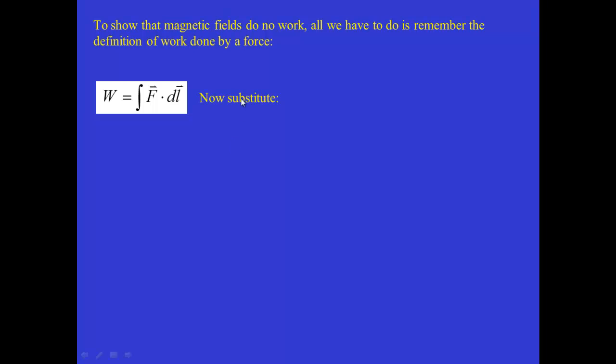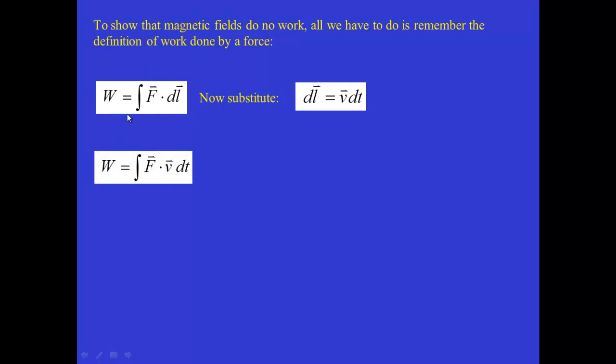Okay, so if we now have a moving object, a moving charge in this case, then dl can be written as the velocity vector times dt. So if we solve this for v, we would just get dl/dt, which is the definition of velocity. So in a small time dt, the charge moves through a distance dl. So that gives the work as F dot v dt, if we just make the simple substitution.